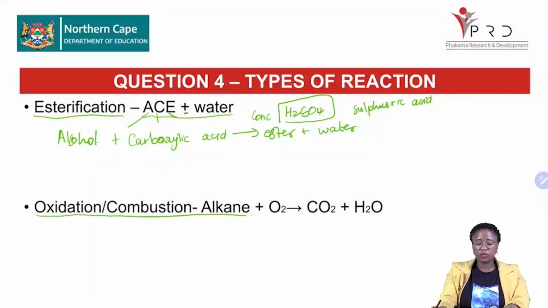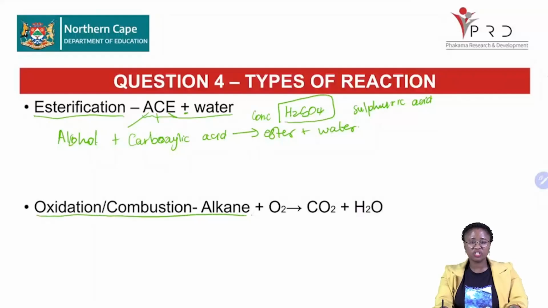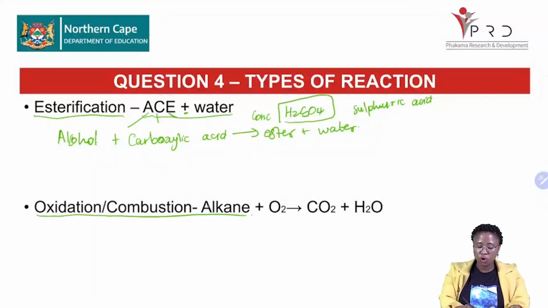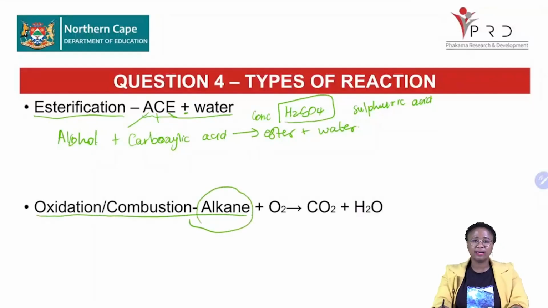The next thing that I quickly want us to look at is another type of reaction, which is oxidation or combustion. Again, this type of reaction you can still find in question 2, because the examiner can say, use the following alkane to write down a balanced molecular formula of the process of combustion that is going to take place. So you must know that when they say combustion, they're referring to oxidation, or if they say oxidation, they're referring to combustion. What is it that you are looking for? You are always going to work with an alkane. So we are only going to do combustion of alkanes.